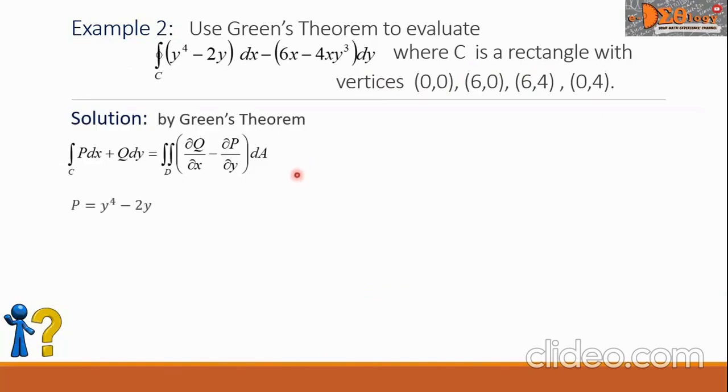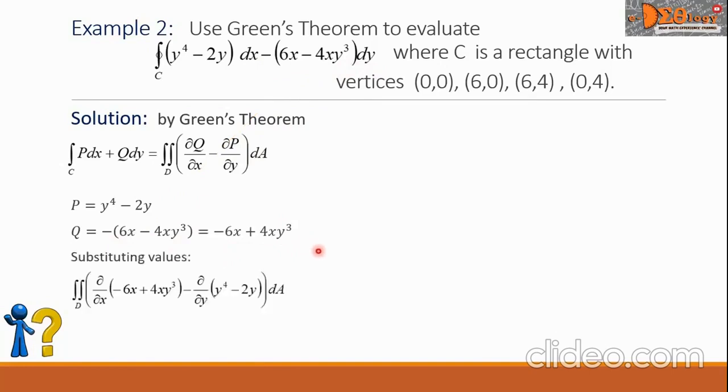Let's begin with the P. That is the y raised to 4 minus 2y. That is the function with the dx. Then the Q, the negative of the quantity 6x minus 4x y cubed. We include the sign in here. This is the function along with the dy. So we simplify this further into negative 6x plus 4x y cubed.